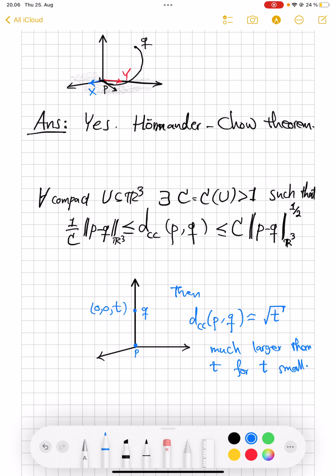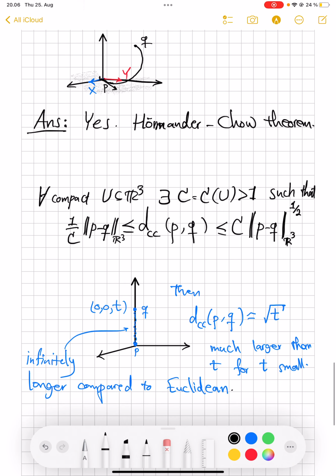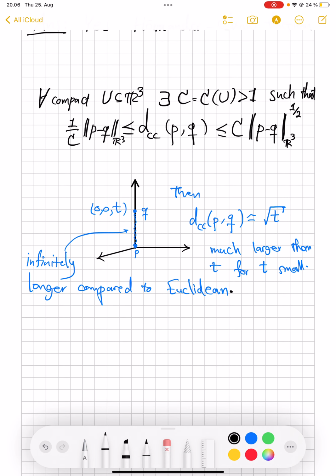So the Carnot distance from here to here is infinitely longer compared to the Euclidean distance. In the Euclidean distance, their distance is just t, but in the Carnot distance it's root t. And as you can imagine, if you are quite horizontally away from each other, then it is indeed comparable to the Euclidean distance. So both this side and this side are kind of optimal.